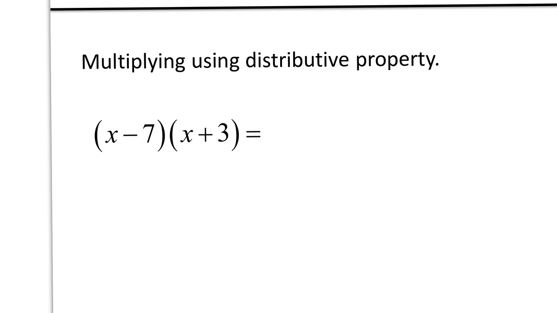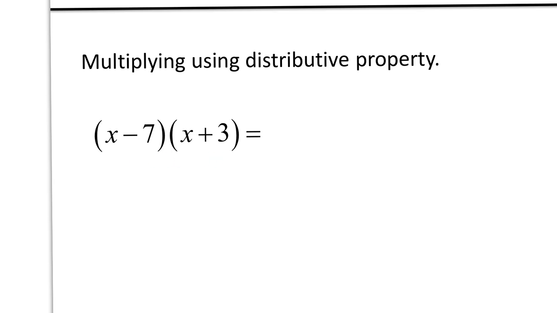So the distributive property is when you take the first term in this binomial and you distribute: x times the x, and then x times the 3. After you multiply those two terms, you take the second term in the first binomial and multiply it times x, so negative 7 times x, and negative 7 times 3.